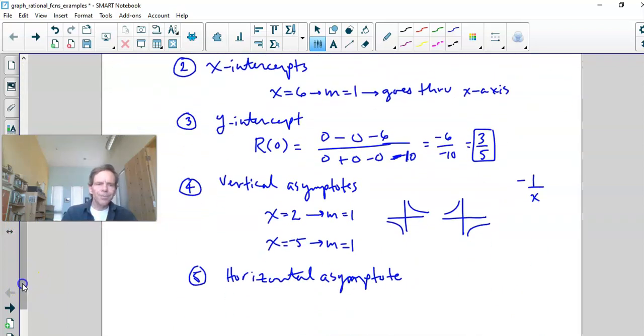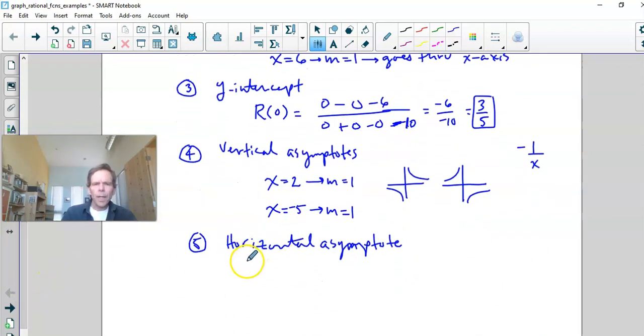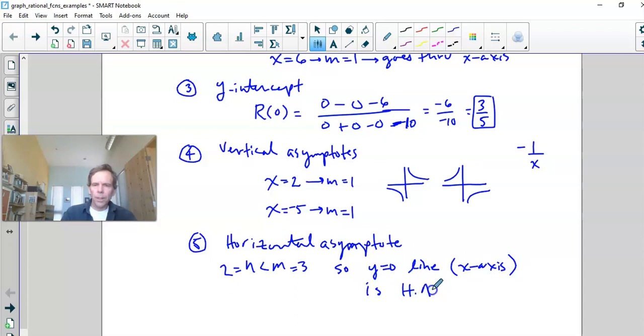And so, anyway, n is less than m. N is, what was it, 2, and m was 3. So the y=0 line, the x-axis, is the horizontal asymptote. Okay, well, we're ready to graph.